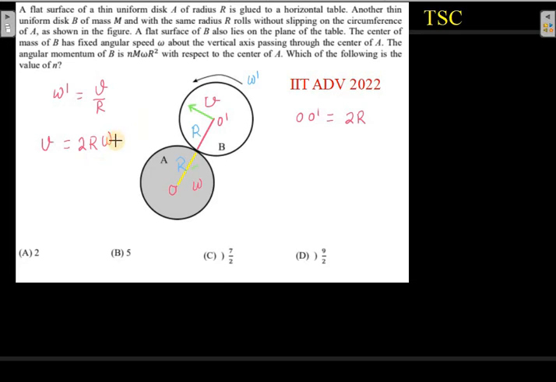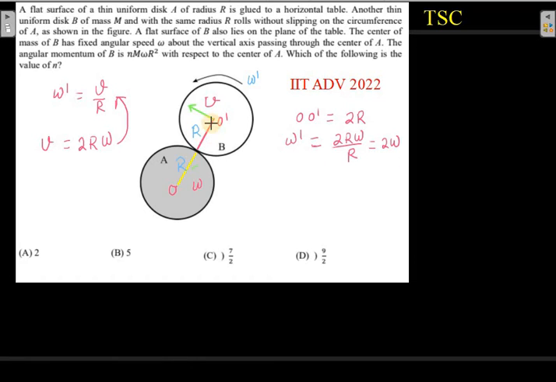If we put this value of V here, we can say that omega dash will be equal to twice R omega divided by R, or that comes out to be twice omega. That is, the angular velocity of this disk about an axis passing through O dash and perpendicular to the plane of the disk is omega dash, where omega dash is equal to 2 omega.